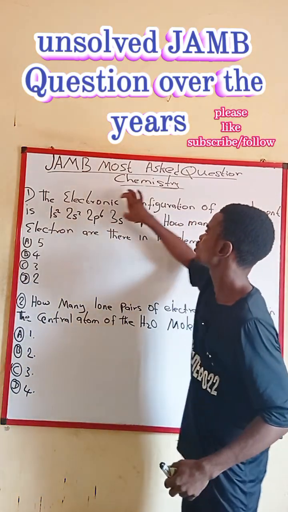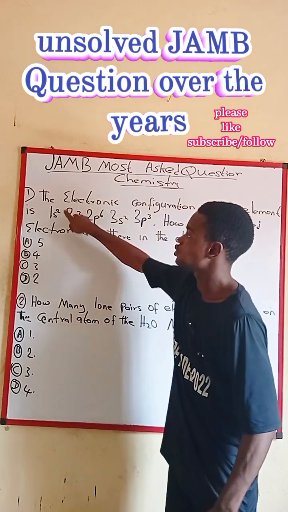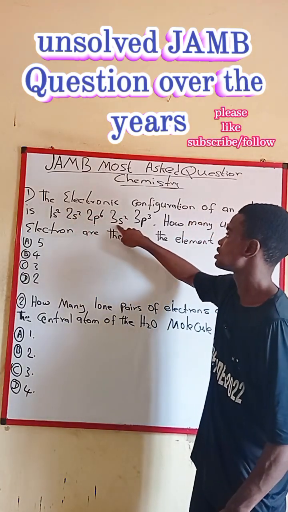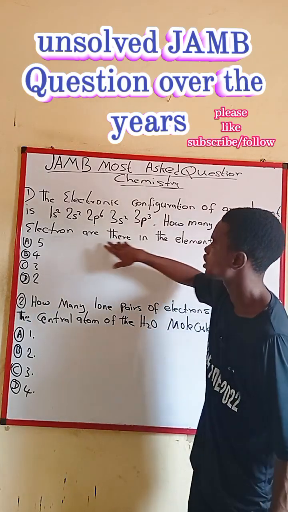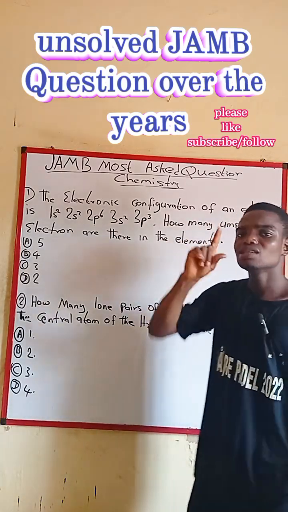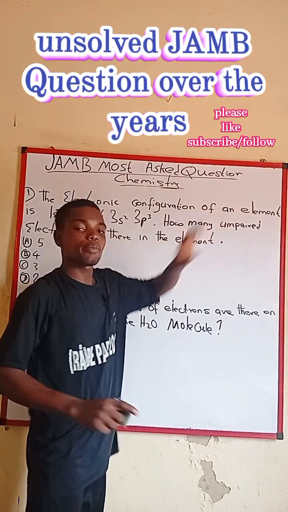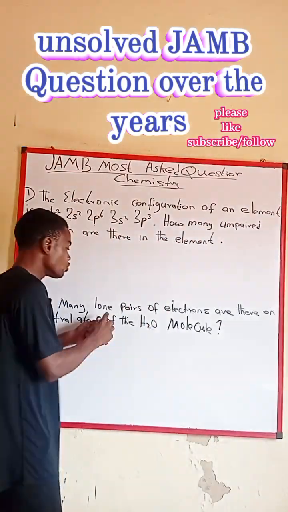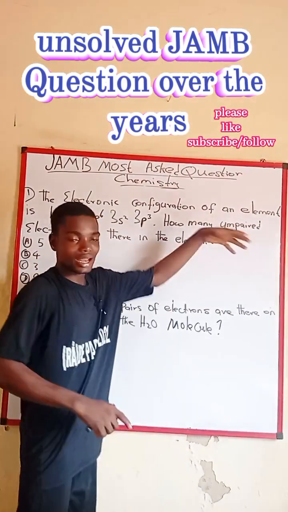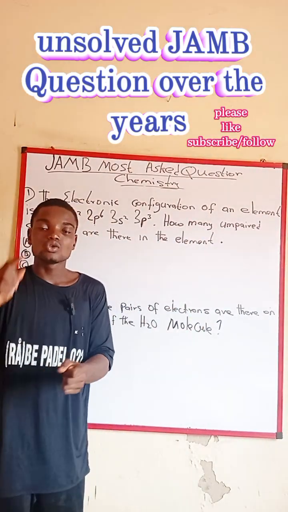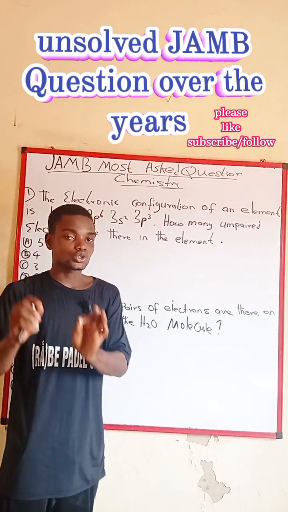Here it says the electronic configuration of an element is what you can see over here: 1s2, 2s2, 2p6, 3s2, 3p3. Full stop. How many unpaired electrons are there in the element? Now, you must remember that once you hear unpaired or paired electron, it is not about the lone pair. You have to remember the Pauli exclusion principle about electron spin.